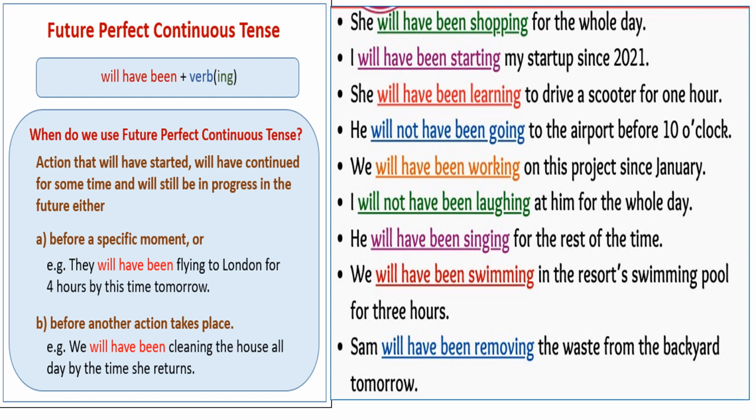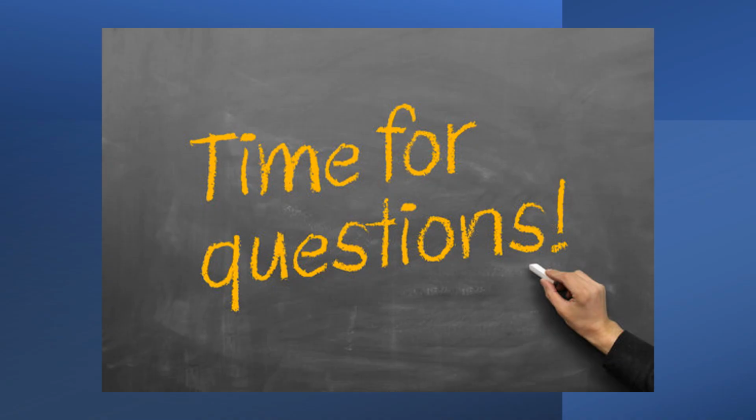I will not have been laughing at him for the whole day. He will have been singing for the rest of the time. We will have been swimming in the resort's swimming pool for 3 hours. Sam will have been removing the waste from the backyard tomorrow. Understand, children, and then write your sentence. It's very easy. For future perfect continuous tense, you will just add ing to the verb along with will have been. Okay?